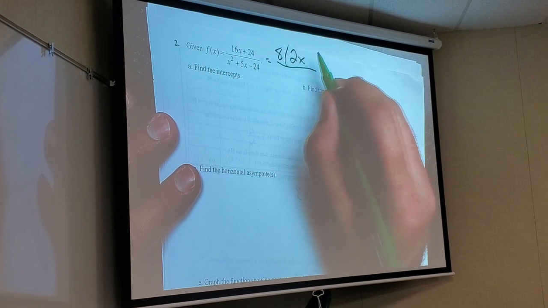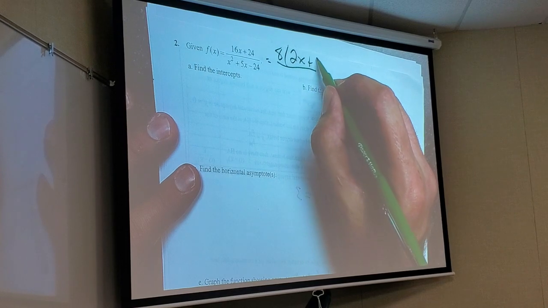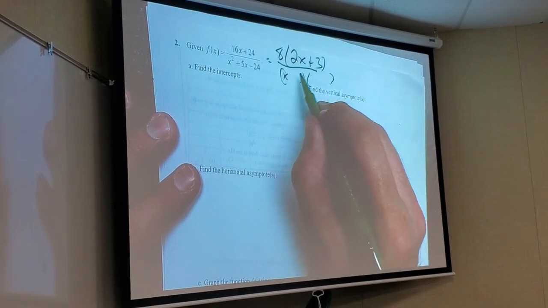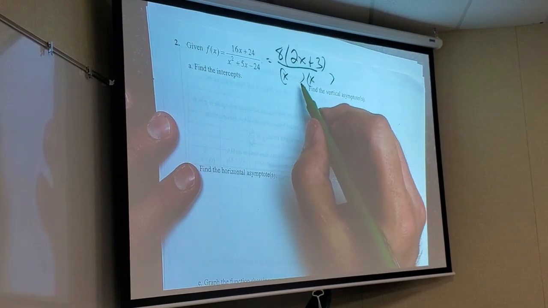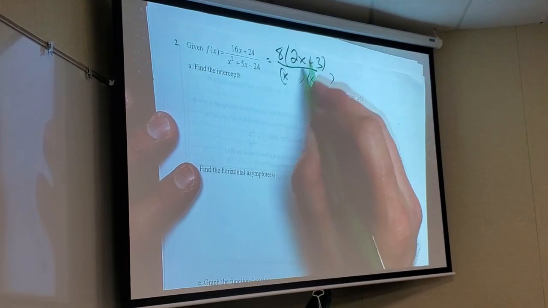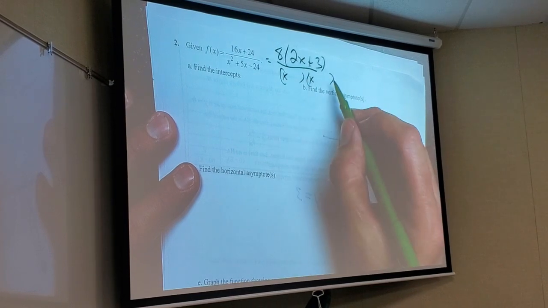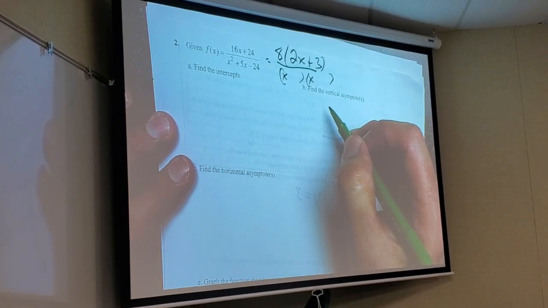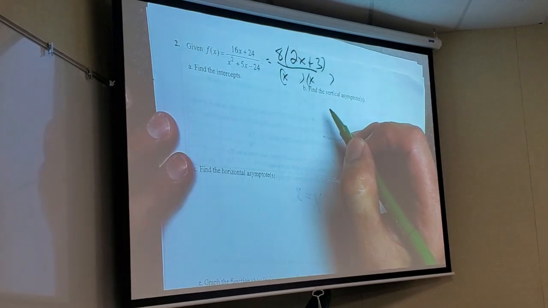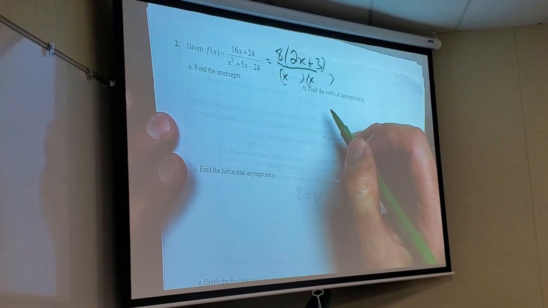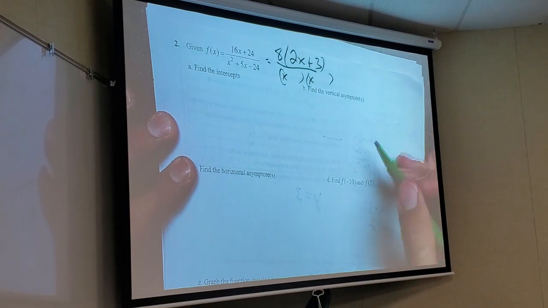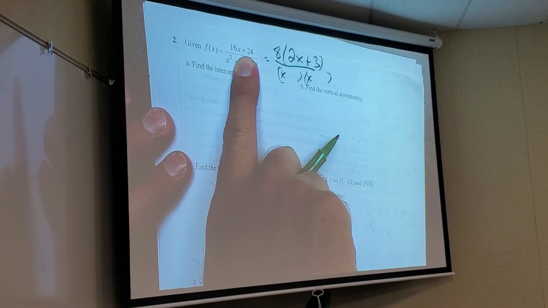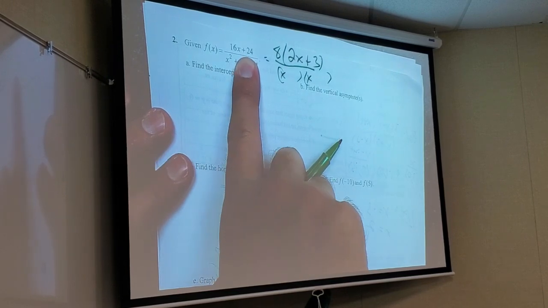X plus 3. Okay. And on the bottom, yes. So I found different numbers to factor the top with, but if it's different numbers, are we still going to get the same graph? Well, the funny thing is, you don't necessarily have to factor the top because you could just set it equal to 0 and solve.